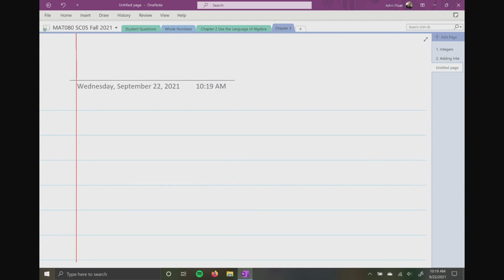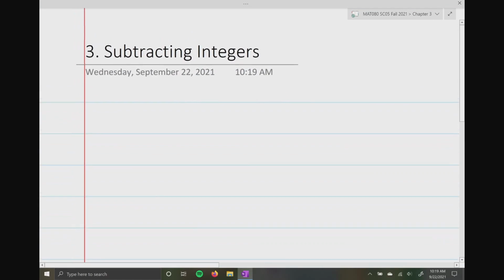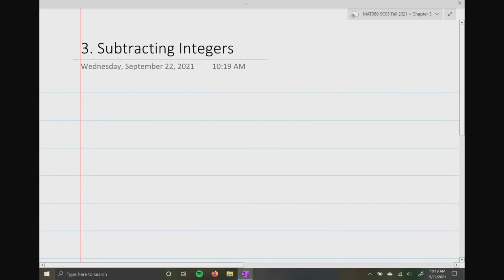So section 3 deals with, and sorry, I'm off screen because my keyboard's over here, subtracting integers. All right. So once again, I'm going to show us a very simple problem here.